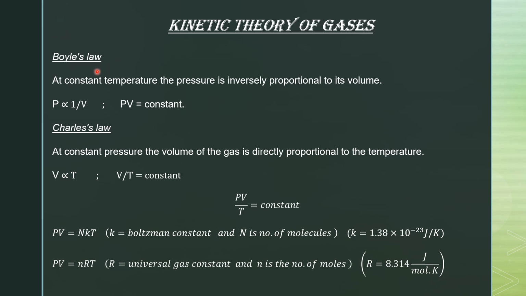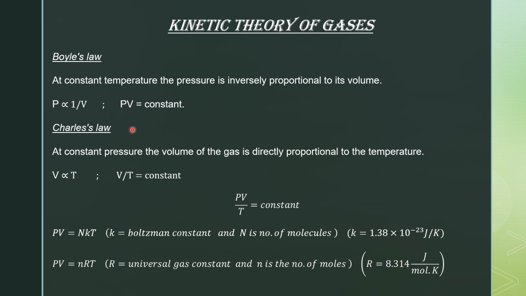First of all, we have to know Boyle's law. What is Boyle's law? At constant temperature, the pressure is inversely proportional to the volume. That is, pressure is proportional to 1 by V. So we can write that PV is equal to constant.